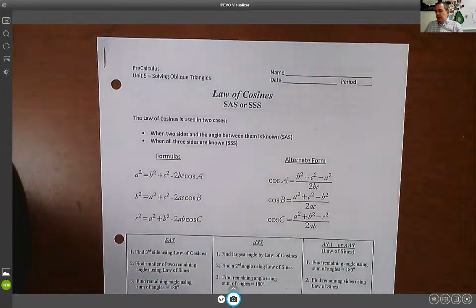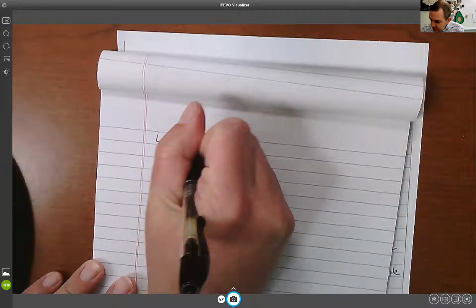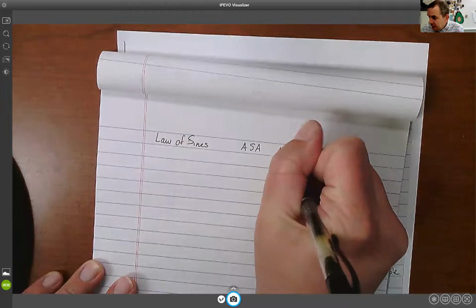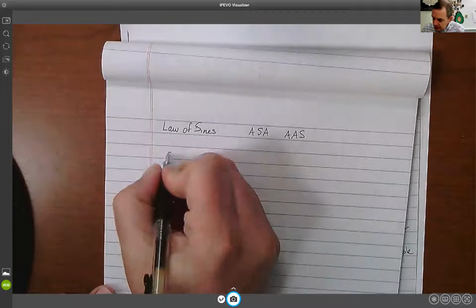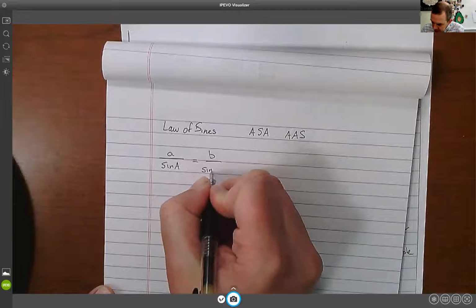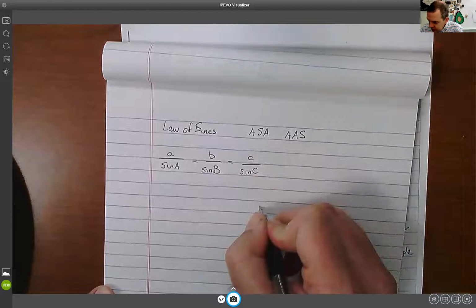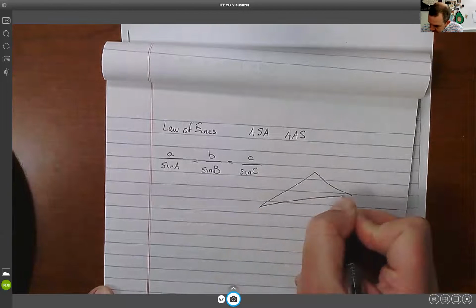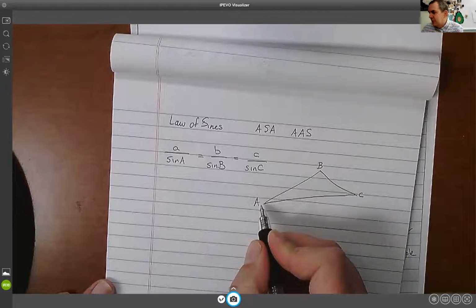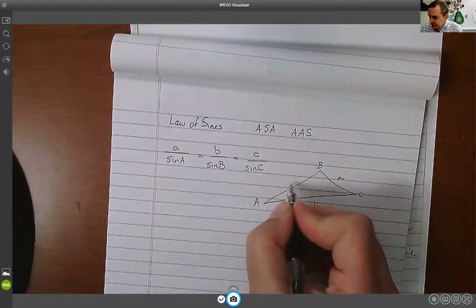What we did before was the law of sines. The law of sines was something we used when we had an angle, a side, and an angle, or an angle and a side. It says a over sine A equals b over sine B equals c over sine C, for any sort of triangle we may have. We have our angles A, B, and C, and the opposite sides: opposite angle A is side a, opposite angle B is side b, opposite angle C is side c.